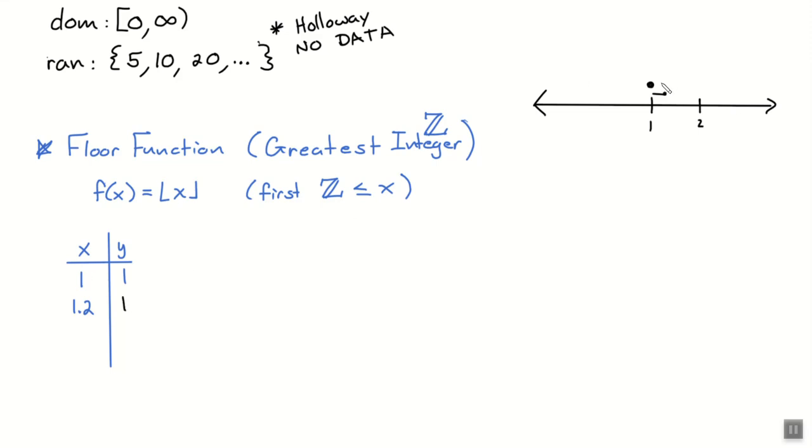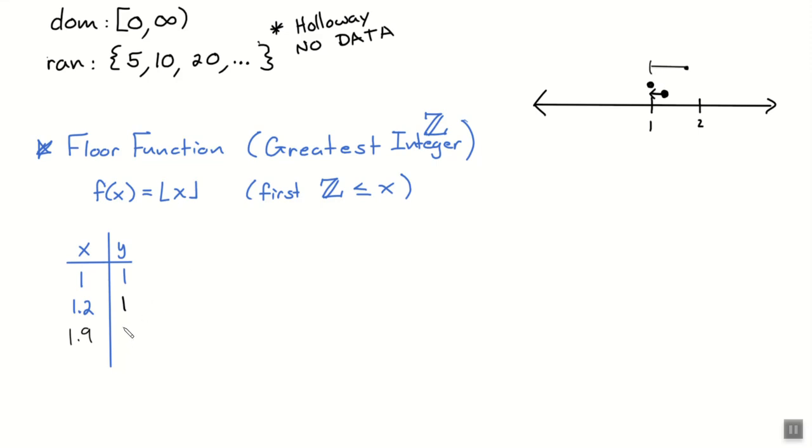If I pick 1.2, which is like right here, that's not an integer. I work backward until I get to 1, and it's right here. What if I pick, like, 1.9? Is that an integer? It's not an integer. I go to the left until I hit an integer. What's the first integer I hit?